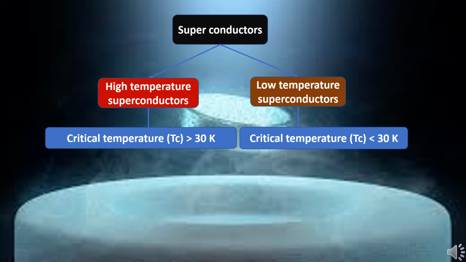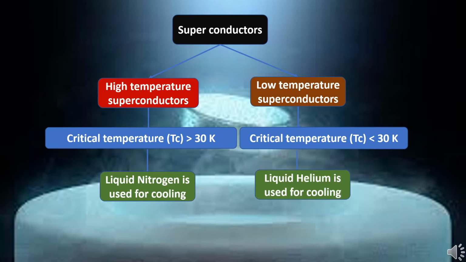For cooling high-temperature superconductors, liquid nitrogen can be used, which has a temperature of around -243 degrees Celsius. For low-temperature superconductors, liquid helium is needed, which is extremely cold and costly. Liquid helium is so cold that its temperature is just above absolute zero.